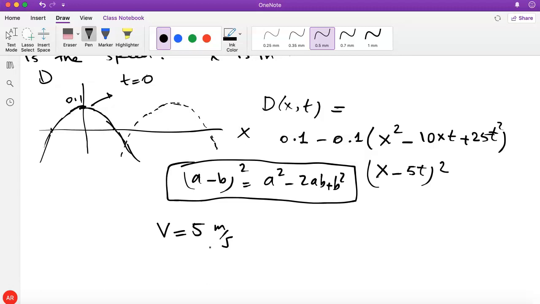So for example, if t is equal to 1 second, you would just go here, for x equal 5. This term becomes 0, and you just get the 0.1, and then it just decays in a similar way. So let's say t equal 1, here x equal 5 meters. All right.